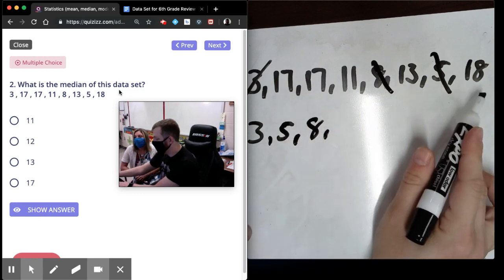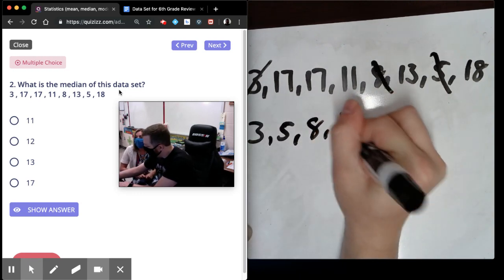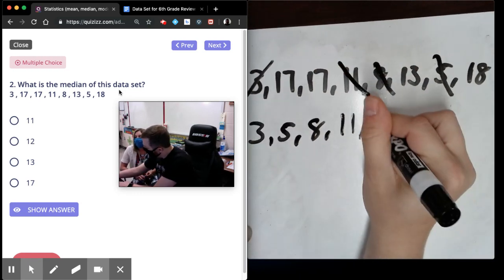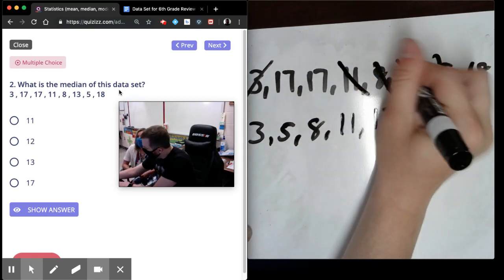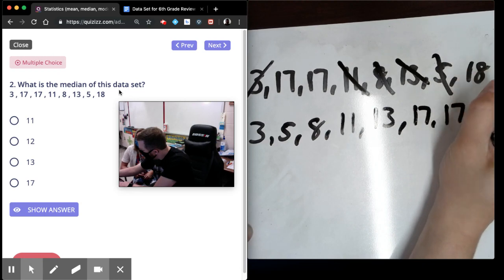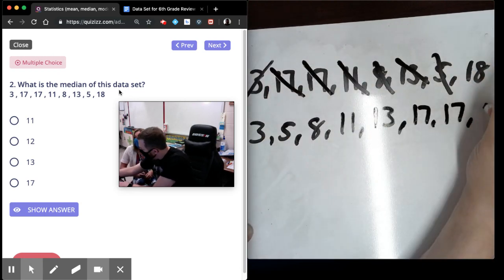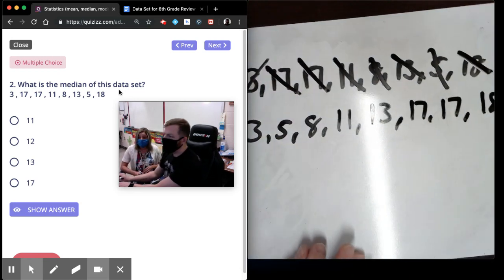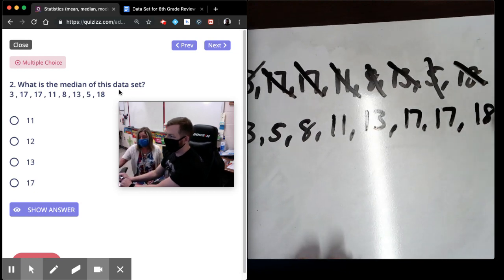Okay, that should be all my single-digit numbers. Now we go to 11, then 13. And then notice I have 2 17s, so I need both of them. And then 18. So you should have the same number of numbers after you rewrite them.